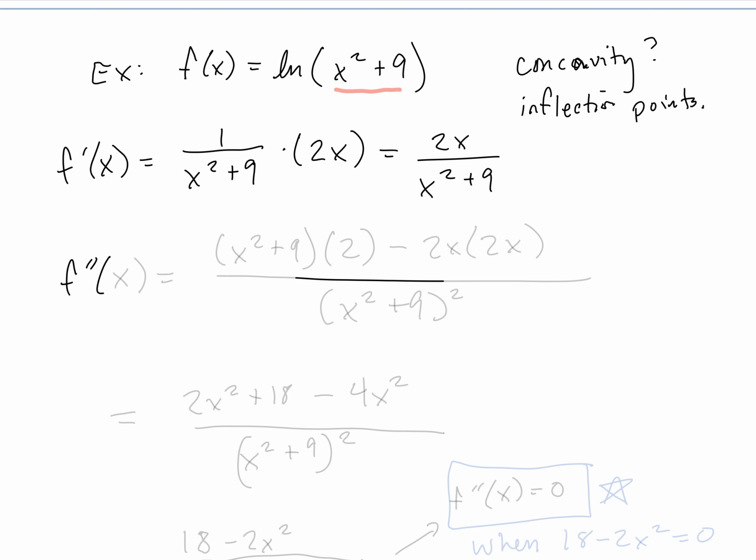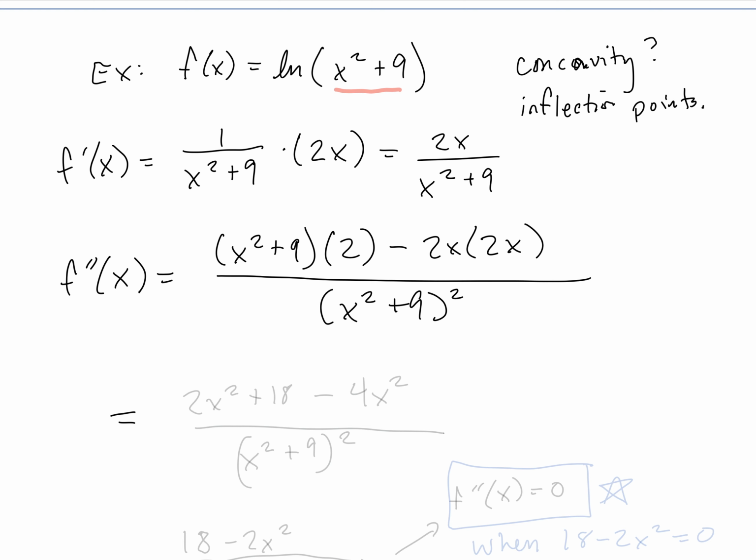We also need our second derivative, f double prime of x. For this, that's a quotient, so we'll use the quotient rule. So low, x squared plus 9, d high, derivative of 2x is just 2, minus high, 2x, d low, derivative of x squared plus 9 is 2x, divided by the bottom squared. So that's the derivative. We're going to want to figure out the places where the second derivative is either equal to 0 or not defined. So to do that, we probably want to simplify this expression.